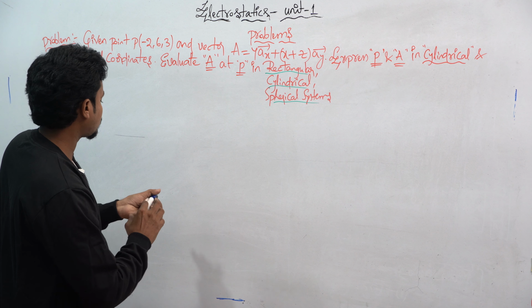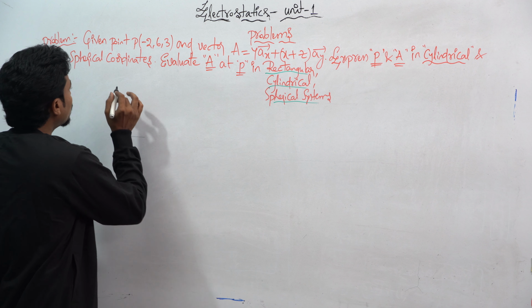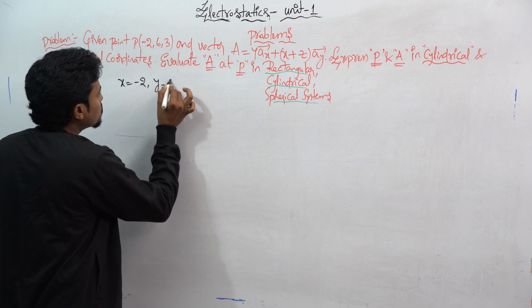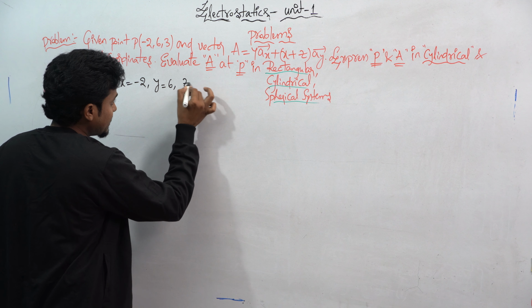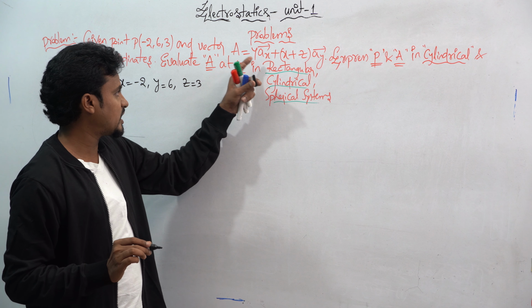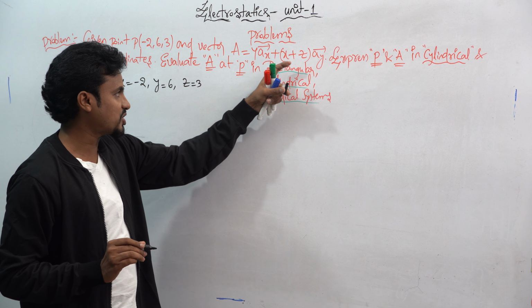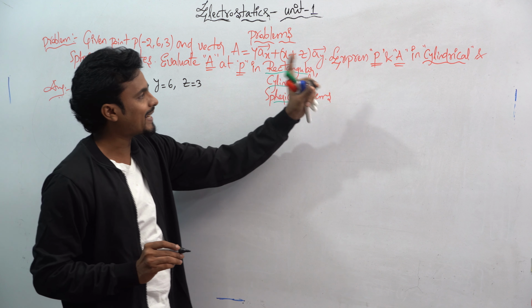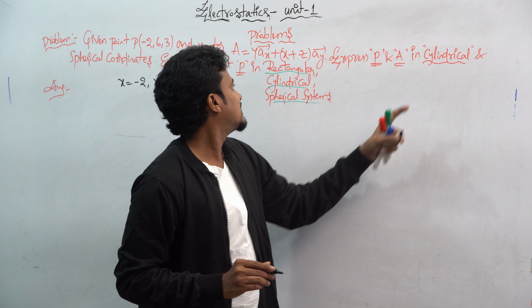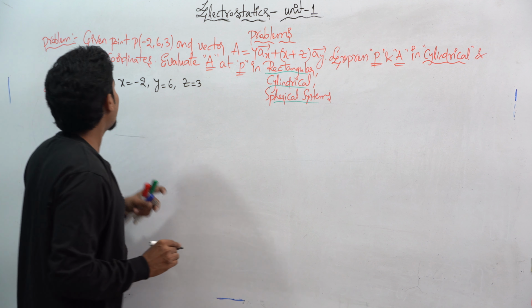So x is equal to -2, y is equal to 6, and z is equal to 3. And what vector will be given? Capital A is equal to y ax bar plus (x plus z) into ay bar. Okay, express P and capital A in cylindrical and spherical coordinates.